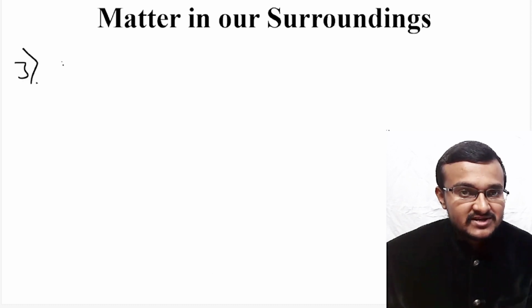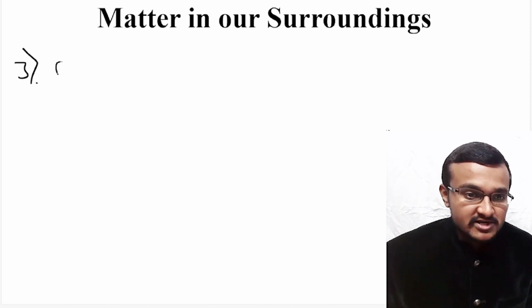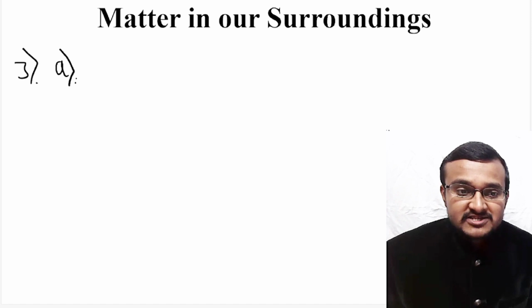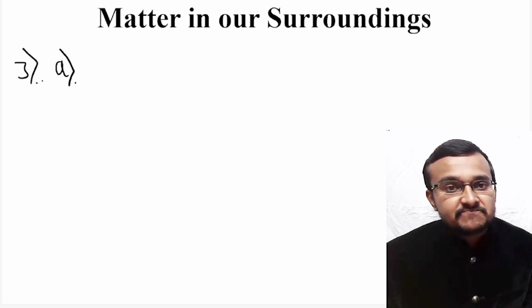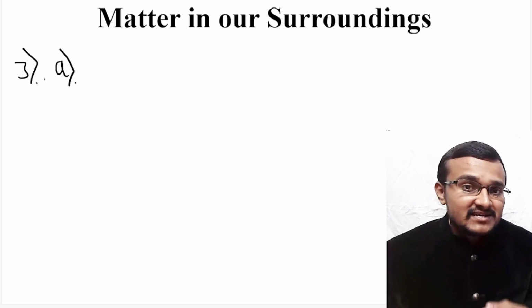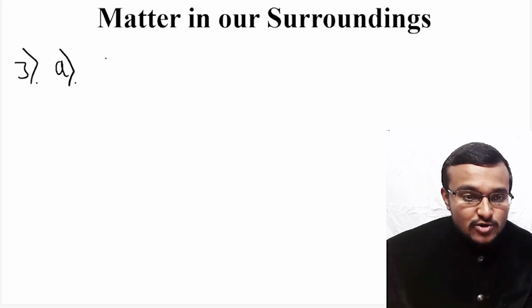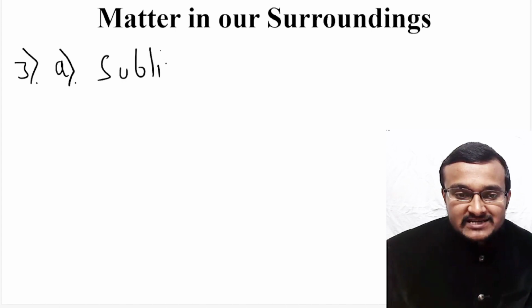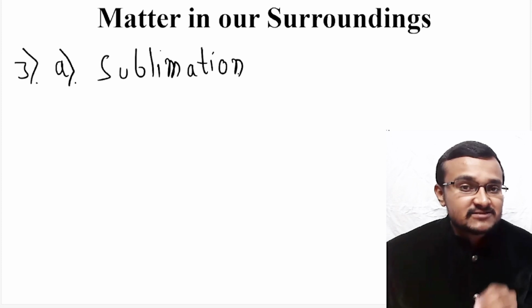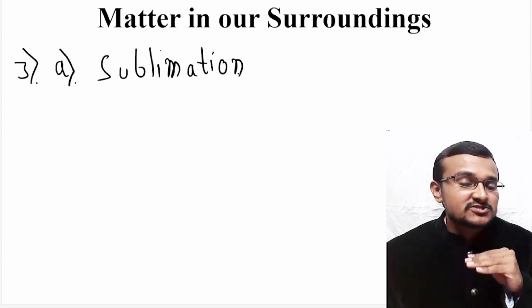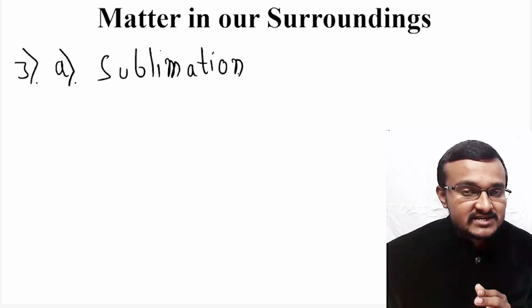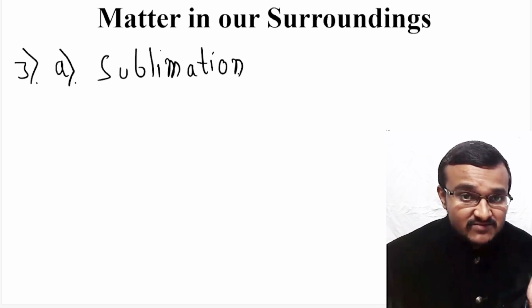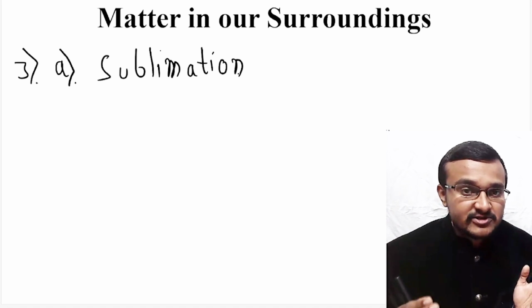Coming to the third question in this exercise, you have two sub questions. The first is the A question. There they have asked why naphthalene balls disappear with time. Because naphthalene balls undergo a phenomenon called sublimation. If you want an explanation for sublimation, you can refer to my previous video, where I have explained what sublimation is, where a solid directly converts into vapors without converting into a liquid state. This kind of process is known as sublimation.